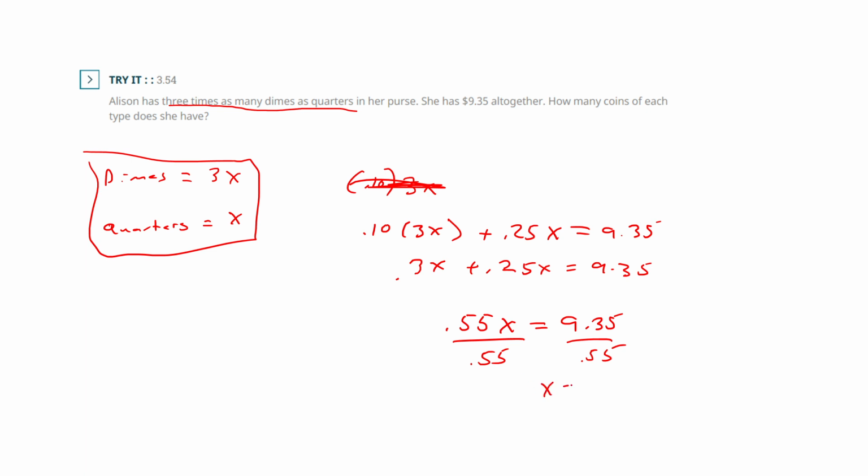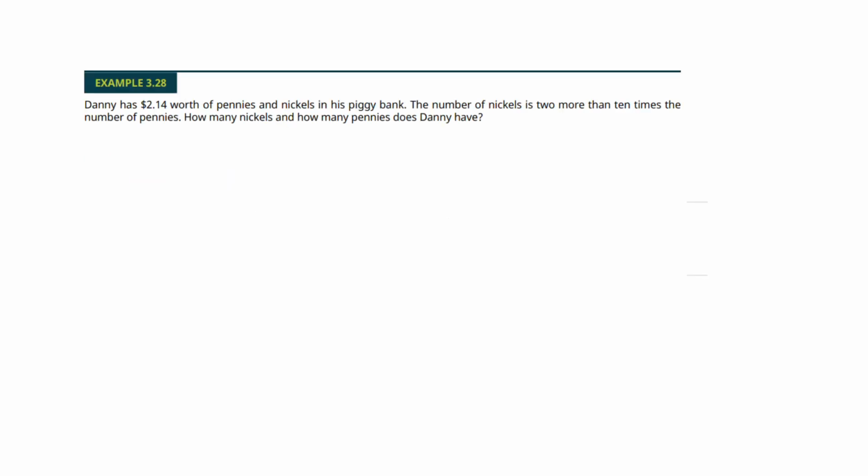So x turns out to be 17. So dimes is going to be 3 times 17, which is 51. So I have 51 dimes, 17 quarters. All right, it's the same here. They're just getting really complicated. There's my pennies, and then I've got nickels this time. Okay, one can be made from the other.